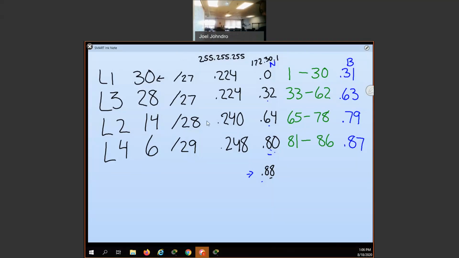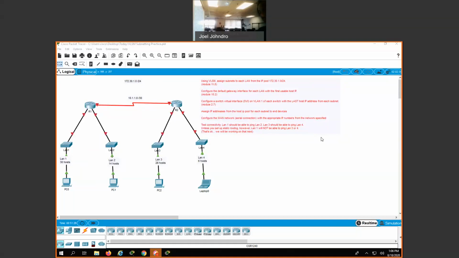All right, so let's take a look at this Packet Tracer. First thing it asked us to do was, using VLSM, assign subnets to each LAN from the IP pool 172.30.1.0/24. It's a full class C. That's 256. It's from 0 to 255. This is done. That's what making this list did. We have our 4 networks. We have our subnet masks. We have our network IDs, our broadcast IDs, and our usable range all defined for us.